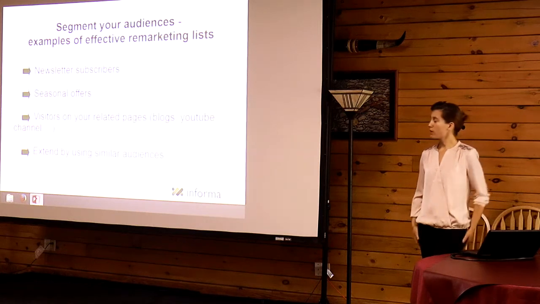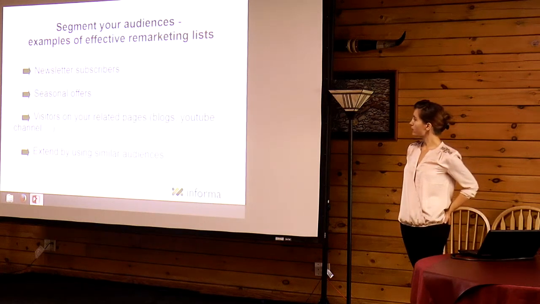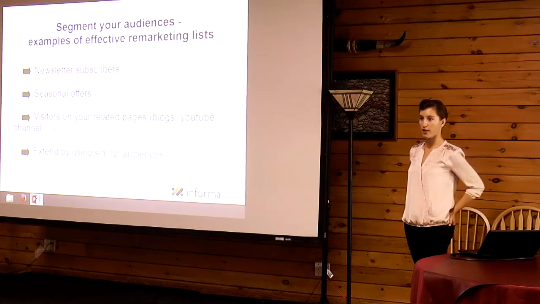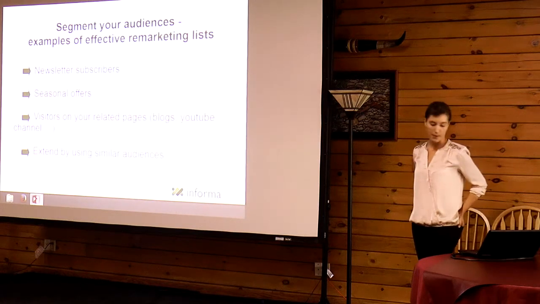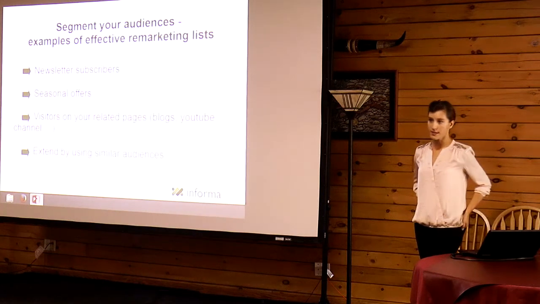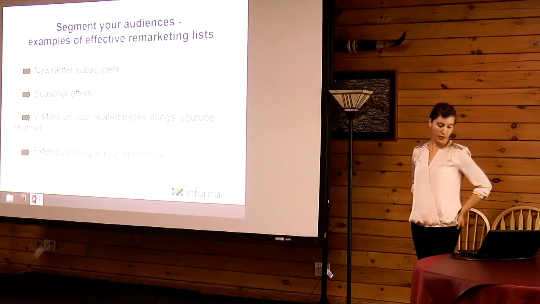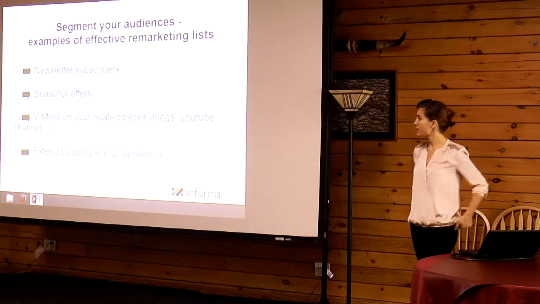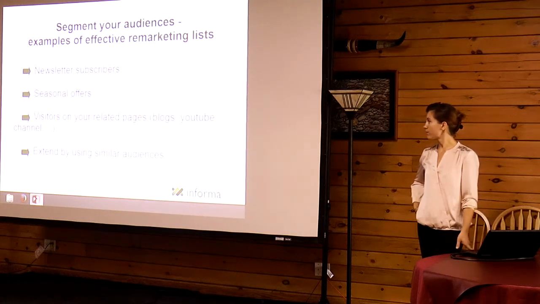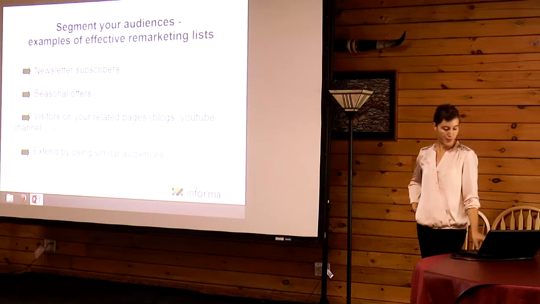If you want to extend your remarketing campaign, you can also place remarketing code on other related pages you have, like a YouTube channel, or if you have a blog or affiliate site or something like that. And Google also offers a similar audiences feature, which means that you can show ads to people whose interests are similar to those of your site visitors. It helps you reach new potential customers.